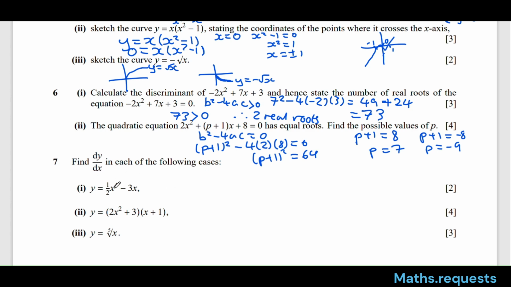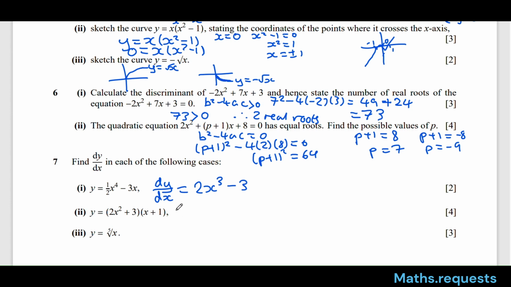Find dy dx in the following cases. So y equals a half x to the power 4 minus 3x. Well, this is just the simplest form of differentiation. You can just use the power rule. So you times the coefficient by the power. So 4 times a half is 2, and then you drop the power by 1. And then you use the same for the minus 3x, which gets you minus 3.